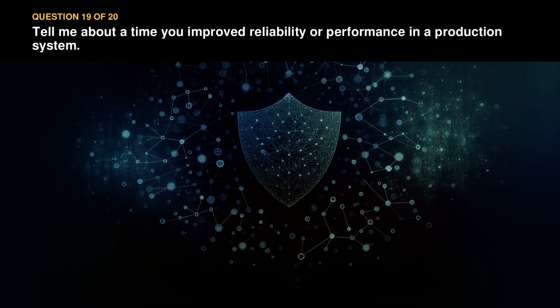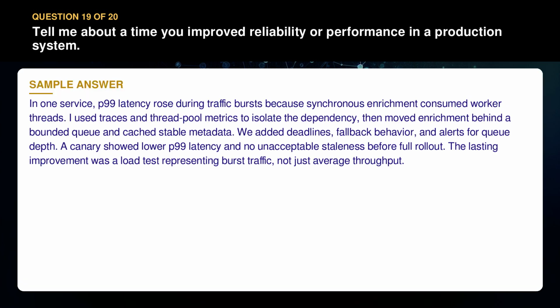Question 19. Tell me about a time you improved reliability or performance in a production system. In one service, P99 latency rose during traffic bursts because synchronous enrichment consumed worker threads. I used traces and thread pool metrics to isolate the dependency, then moved enrichment behind a bounded queue and cached stable metadata. We added deadlines, fallback behavior, and alerts for queue depth.